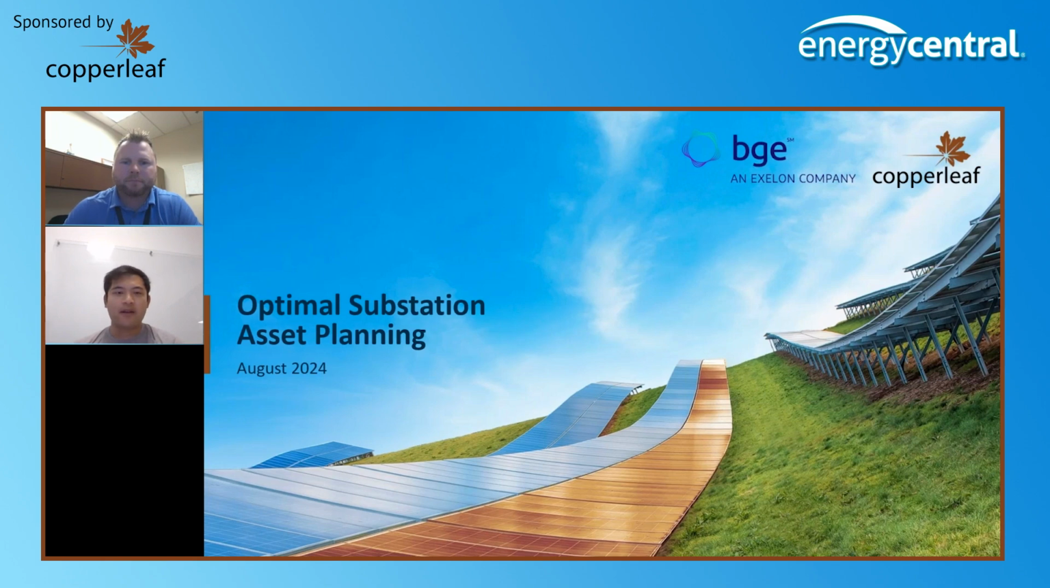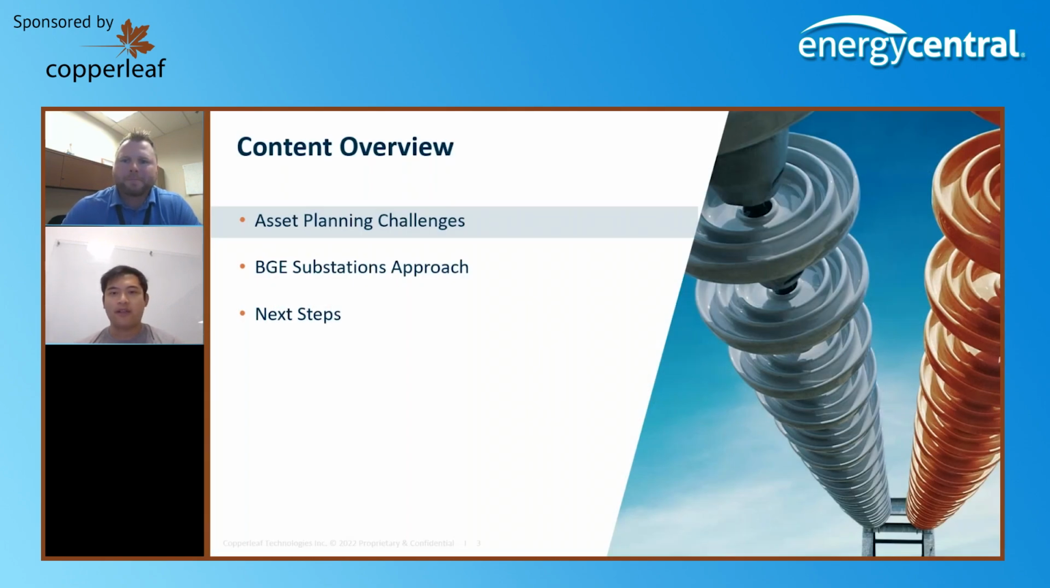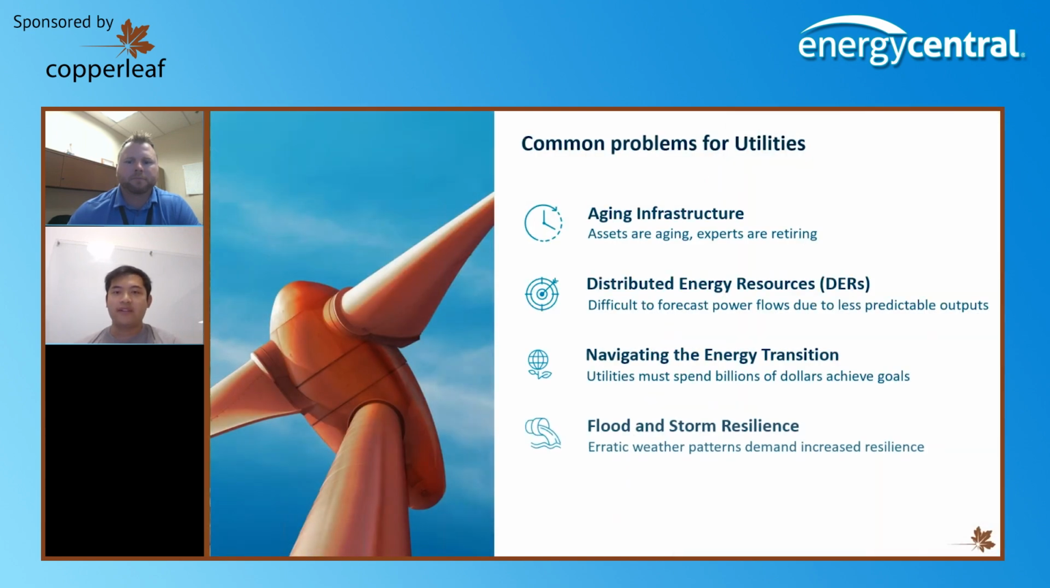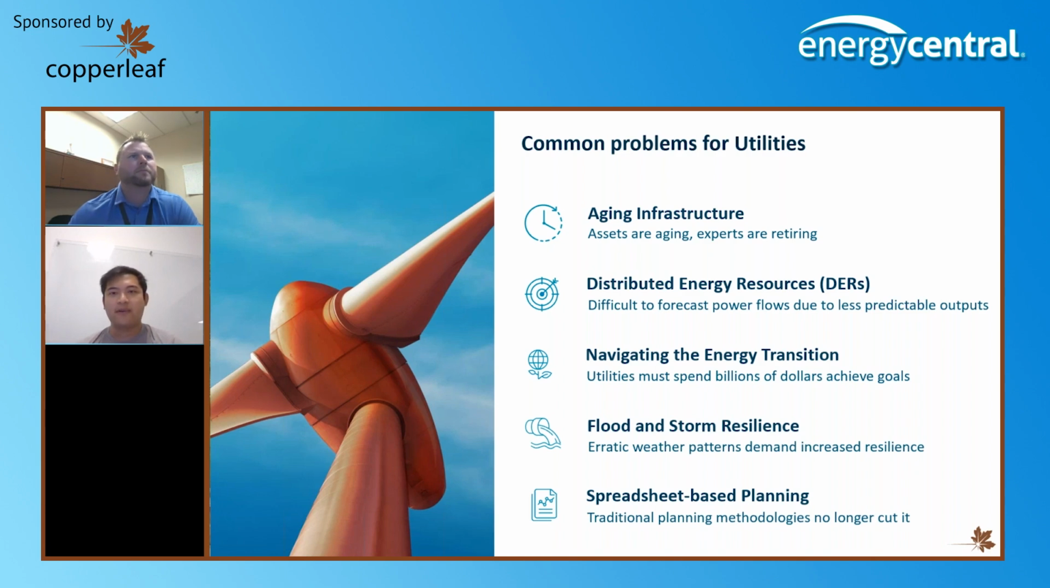Before we get started with the BG&E story for their substation asset planning, let's take a look at some of the common asset planning challenges that utilities are facing these days. Many of these can be related to the aging infrastructure that's currently in use. Assets are getting older, and the experts who initially installed them and maintained them are starting to retire now. There's been a rise in distributed energy resources, things such as virtual power plants and other items with the modernization technology that we need to consider.